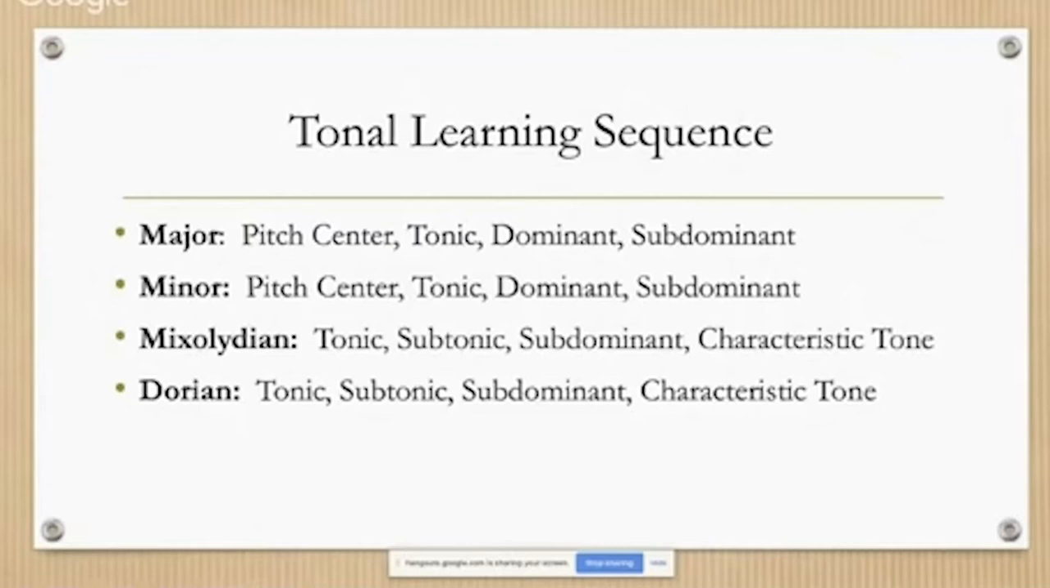So if I'm working with a new set of kindergartners in September, I probably don't want to start with singing tonic, dominant, and subdominant chords to my students. I want to start working on having them audiate pitch center. I want them to start audiating resting tone and then moving into tonic chords. I keep saying chords and I really mean patterns. Their first patterns that they should be singing for me should be tonic patterns before I move into dominant patterns.